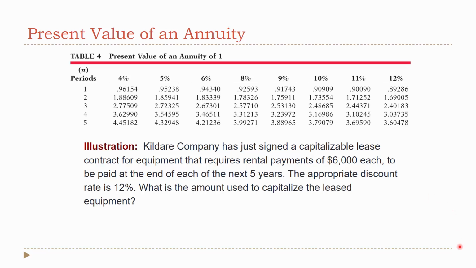Okay, so we have 12%, 5 years. So we're going to find our factor. Then we're going to take the $6,000 times that factor. That tells you the overall value of that equipment then, in terms of today's dollars, is $21,628.